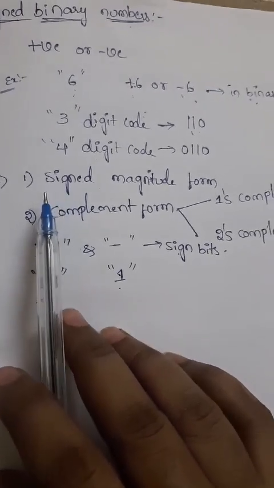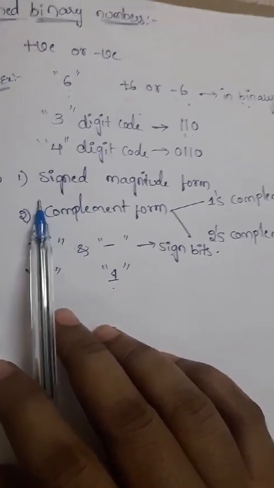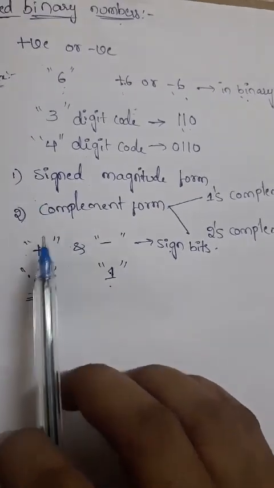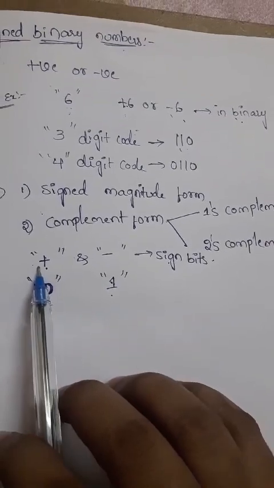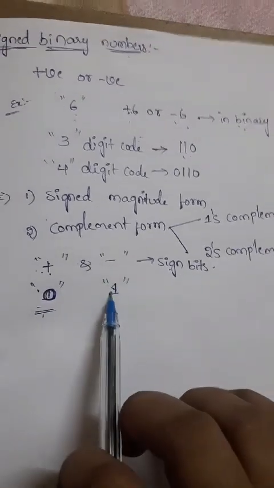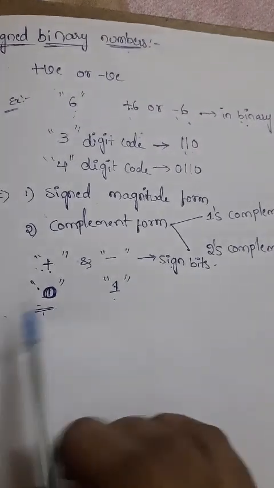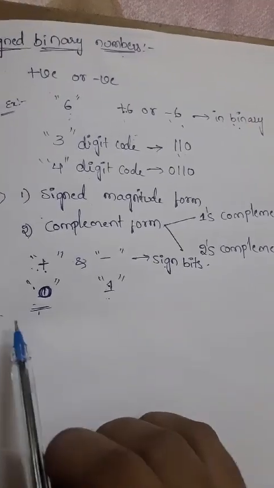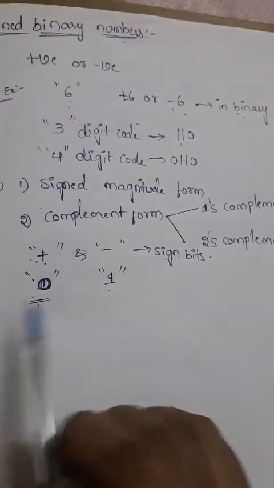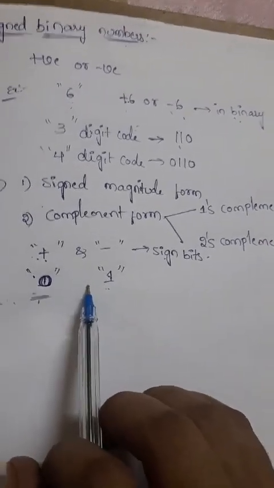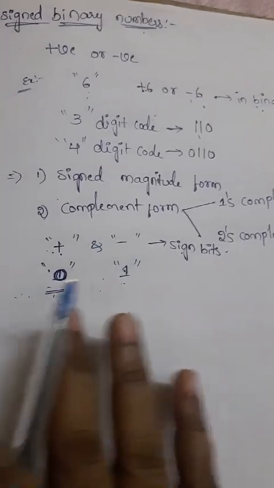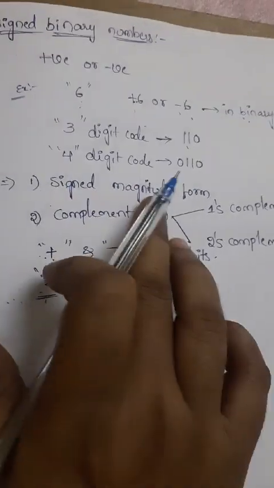That form may be either sign magnitude form, or, as we are going to discuss next, complemented form. So plus is considered as 0 and minus is considered as 1. That means these two we can call the sign bits. So the sign bit representation for plus is 0 and for minus is 1. Now we will go for the syntax of the sign magnitude form first.